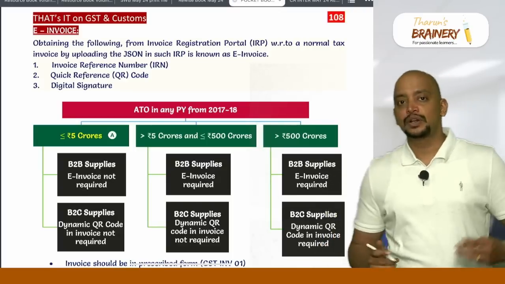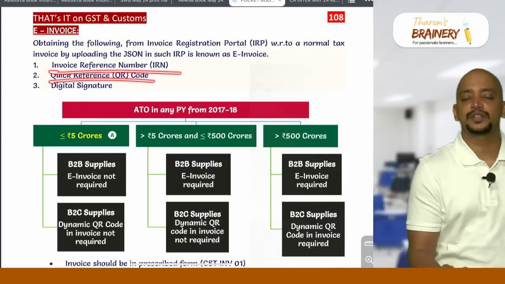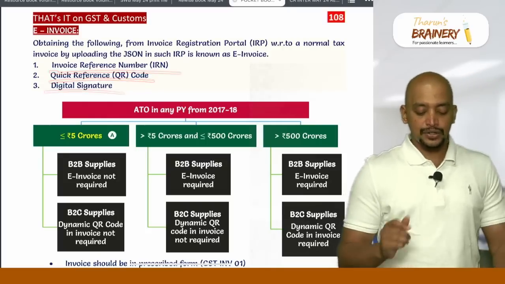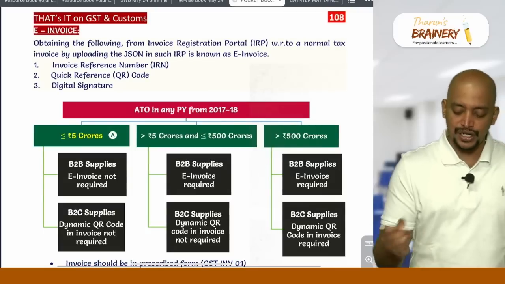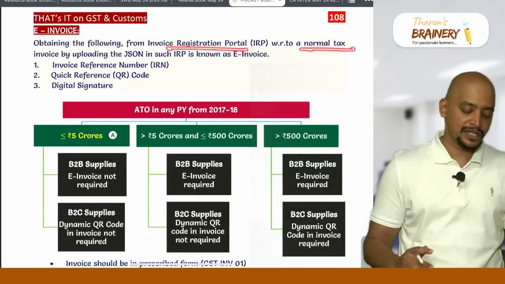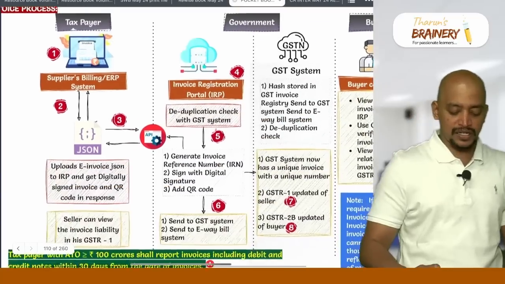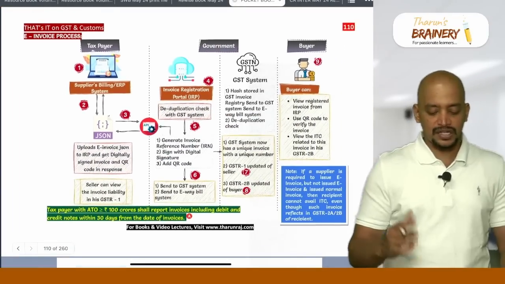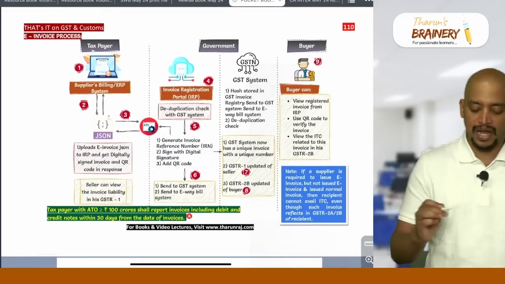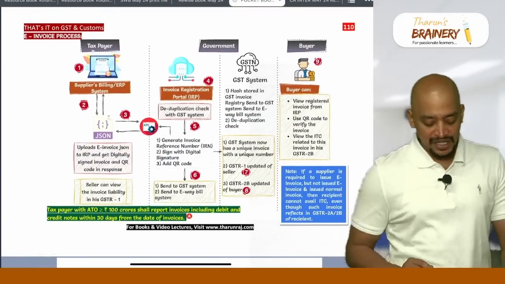What are the 3 things that will be obtained? Invoice reference number, quick response code, and digital signature. These should be obtained from the invoice registration portal with respect to a normal invoice. Then it will be called an E-Invoice. So what is the E-Invoice process? Basically, in the E-Invoice process, you can see on page number 110, just follow the steps that are involved.